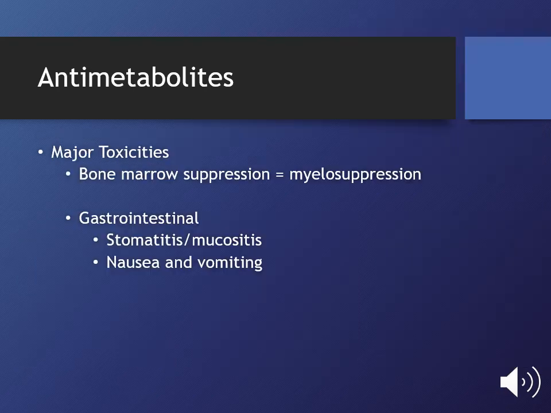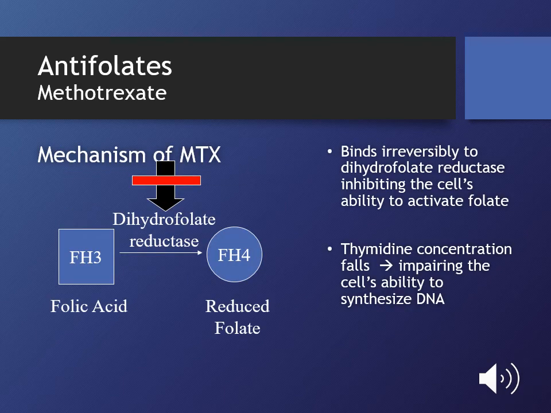Antimetabolites as a whole cause quite a bit of bone marrow suppression, as well as gastrointestinal toxicities such as mucositis and nausea and vomiting. Methotrexate is an antifolate antimetabolite that binds irreversibly to dihydrofolate reductase, inhibiting the cell's ability to activate folate. This results in a reduction of thymidine concentrations, which impairs the cell's ability to synthesize DNA.